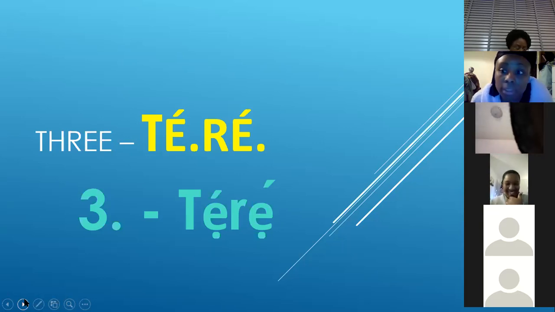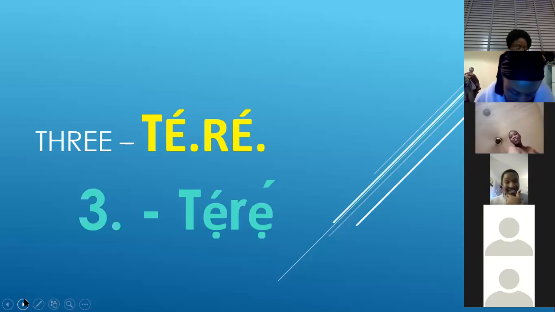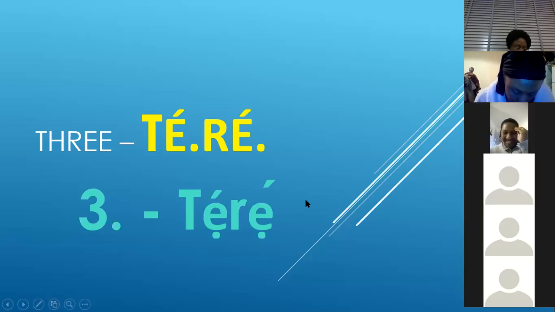Exactly, Belema. It's tere because it's the A sound. Remember, the E is the A sound. So the E is the A sound without a dot. With a dot is the air sound. So 3 is tere in this case. Okay.